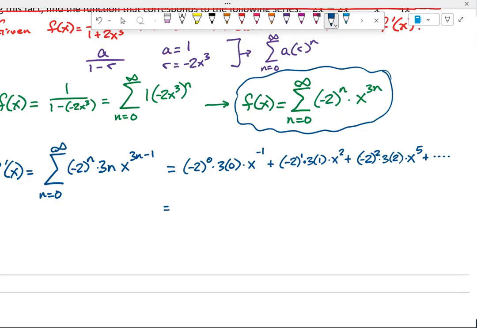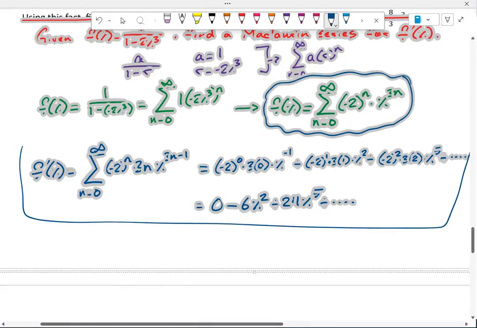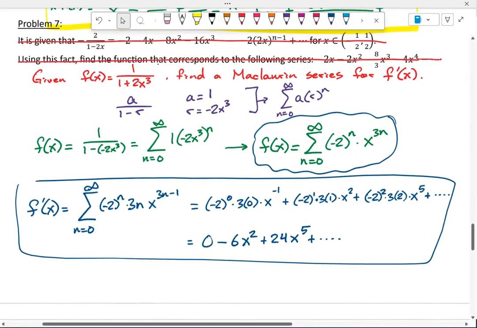All right, so this first term would be 0. Our second term would end up being minus 6x squared. And then that one would be positive 4 times 6, so 24. So plus 24x to the fifth, plus dot, dot, dot, and we would have all of that, right? But then that would be our answer. So that would be our derivative. All right, any questions on that problem?